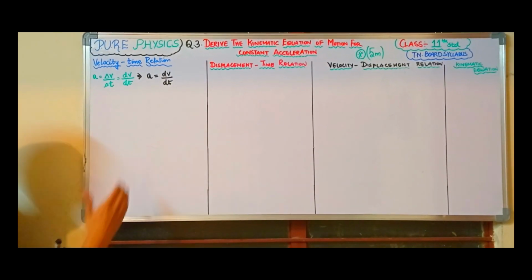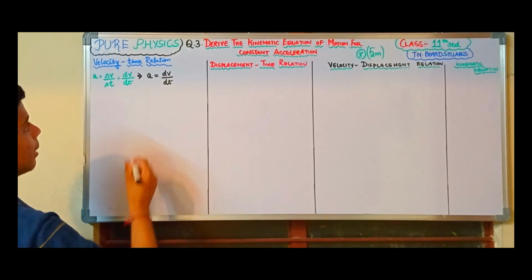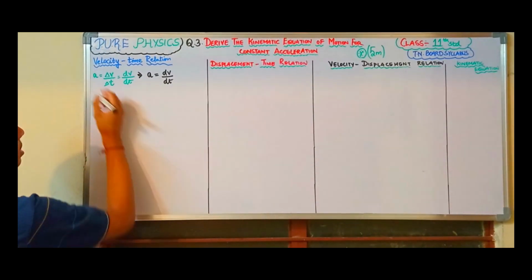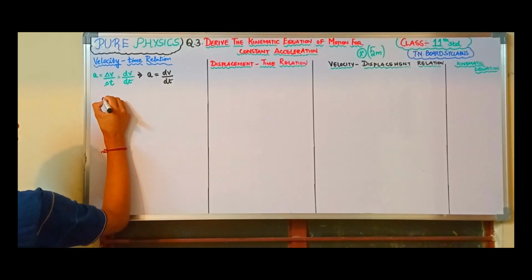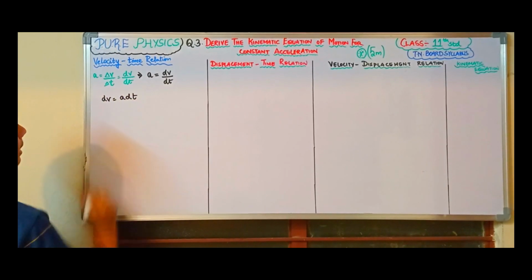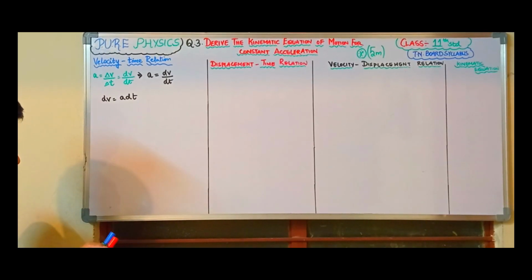Now I'm going to rearrange this equation. I'm going to bring this dt, or transpose the dt, to the LHS. I'll get dv is equal to a dt. Now I'm going to integrate this.